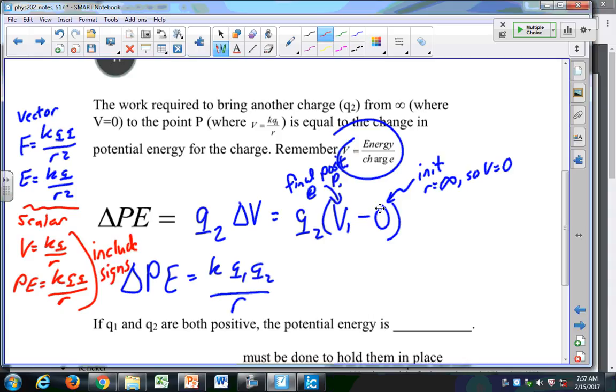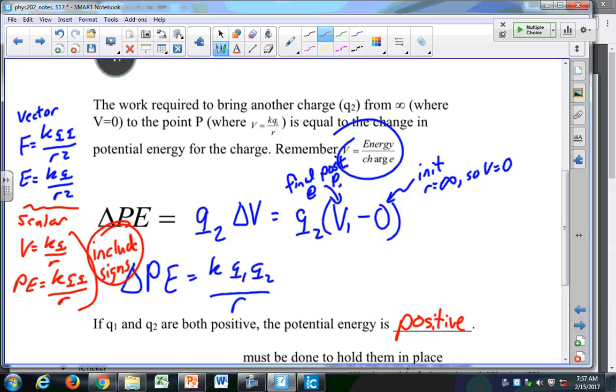If I have a negative charge, it has a negative potential. If I have a negative charge and a positive charge together, they have a negative potential energy. You understand what that means? If I have a positive charge and a negative charge and I let them go, they're going to suck together. So in order to hold them in that position, I actually have to do work on them. So I say that they have a negative potential energy because I have to hold them back from going into one another. Now, if Q1 and Q2 are both positive, the potential energy is positive.